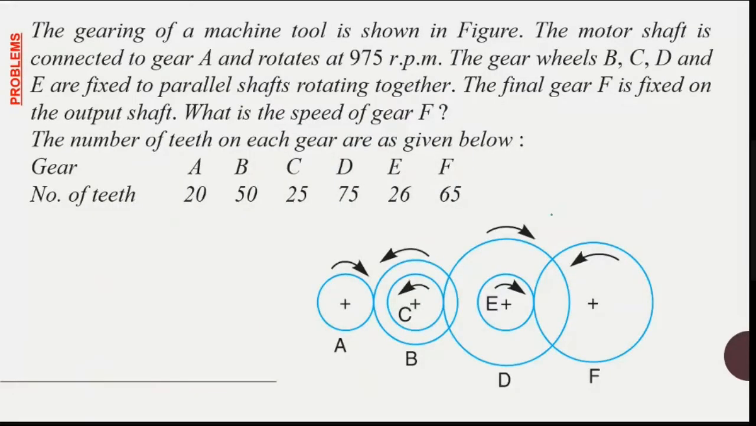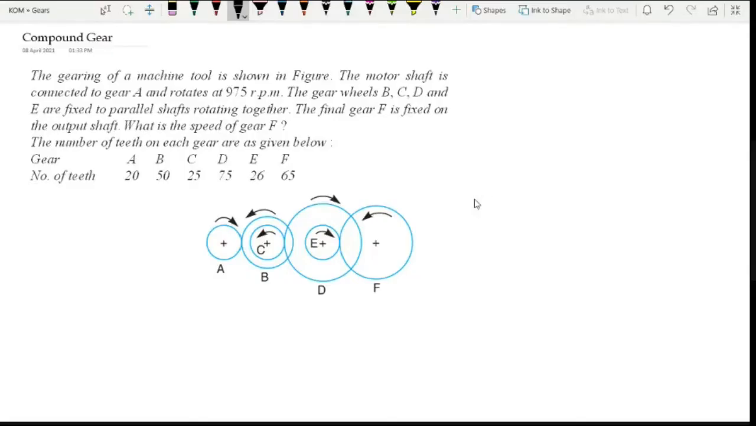So you have a gearing machine tool. So the speed and everything is given. They are asking what is the speed at F. They have given the speed at A. The only thing is I have to identify the speed at F. Okay. Right. So now let us proceed with this problem. So what are the given data? Let us write the given data. Then we will proceed one by one.